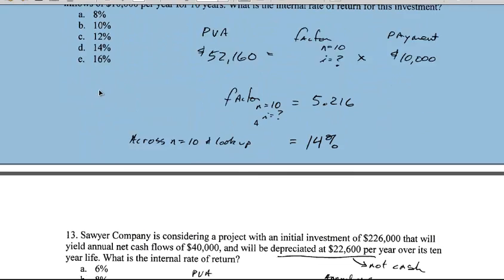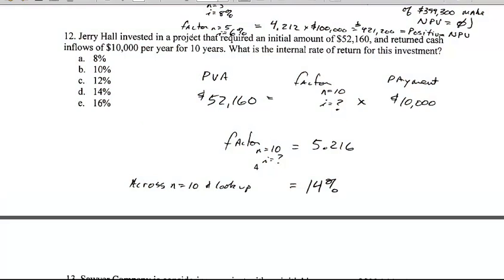Next question says that we invested in a project that required an initial amount of $52,160, return cash inflows of $10,000 per year for 10 years. What is the internal rate of return? Now, remember, for the internal rate of return, what you're looking for is the factor. So you know that to find the present value of the future cash, you take the factor times the cash flow. So you know the present value of the future cash because it sets equal to the initial investment. That's what it means for internal rate of return.